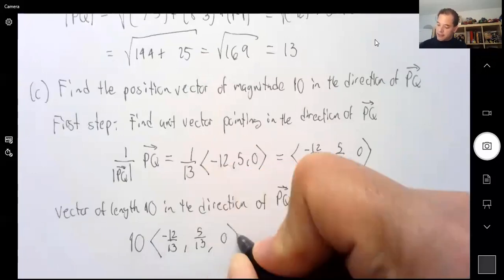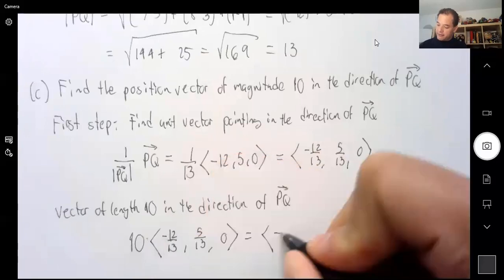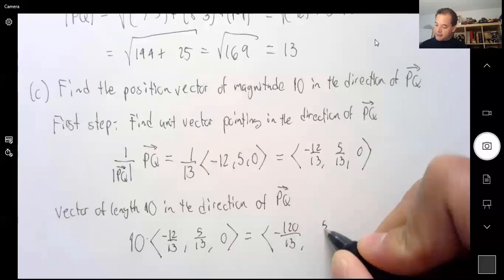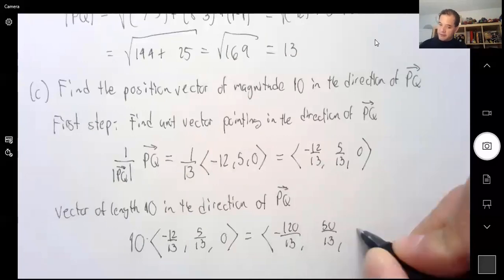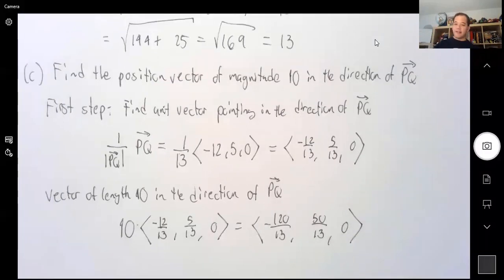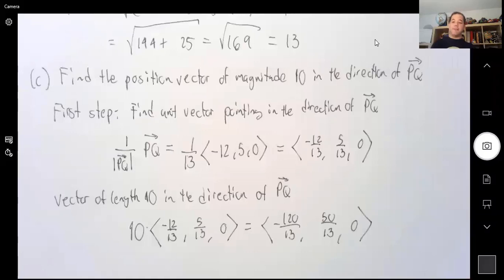So this would be negative 120/13, 50/13, 0. This vector has length and it points in the direction of PQ. All right? That's how it's done. As you can tell, it's the same type of work we did before, with the only difference of having an additional component, an additional coordinate, right? The Z or the J, whichever way you want to call it.